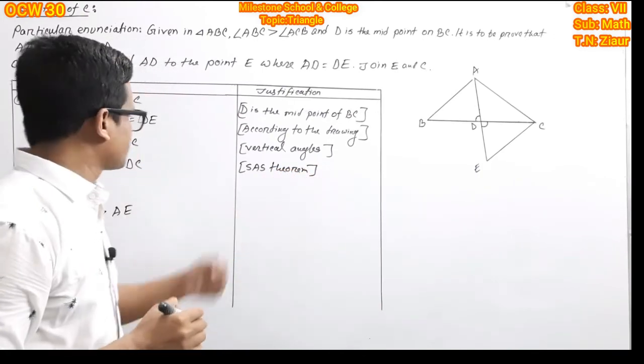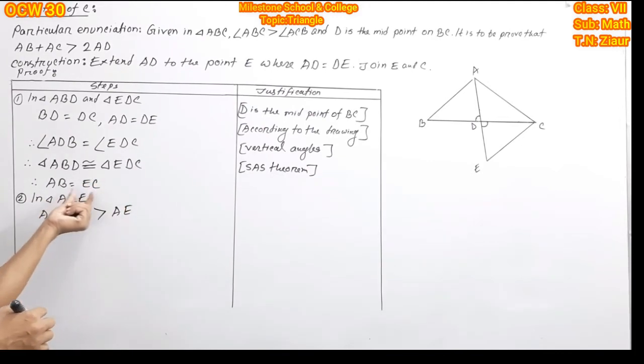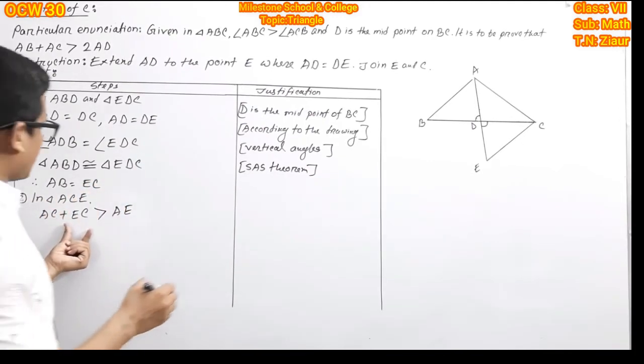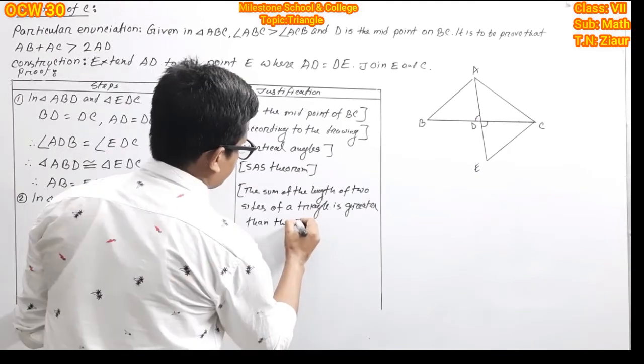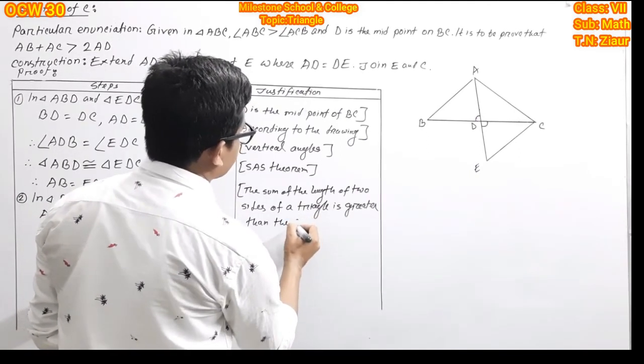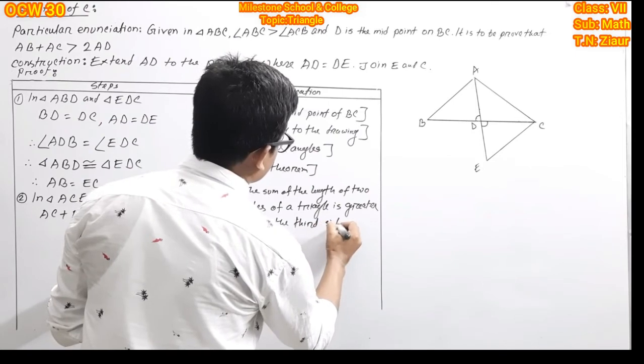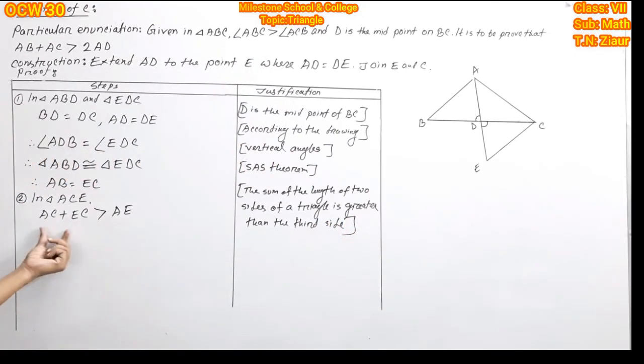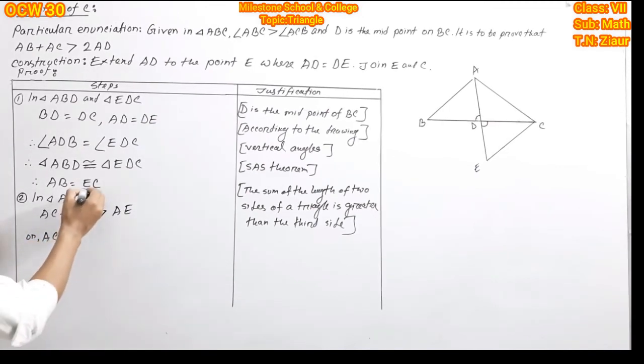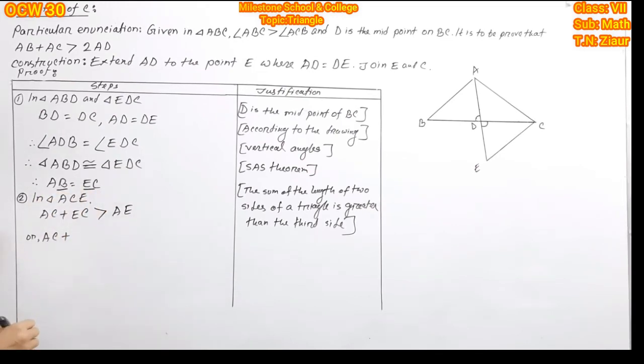Okay, already I have told, but now ABD and this one are congruent, so we can write this one, and in ACE, the sum of two sides, that means the sum of the lengths, is greater than the third side. Okay, right, third side. So this one we can write here. So AC plus EC, what is EC equal to? EC is equal to AB, can I write? So EC is equal to AB.